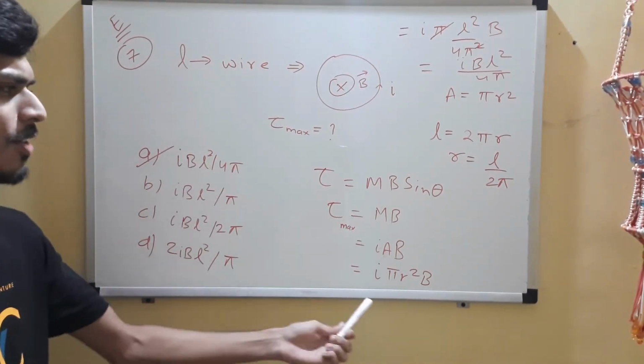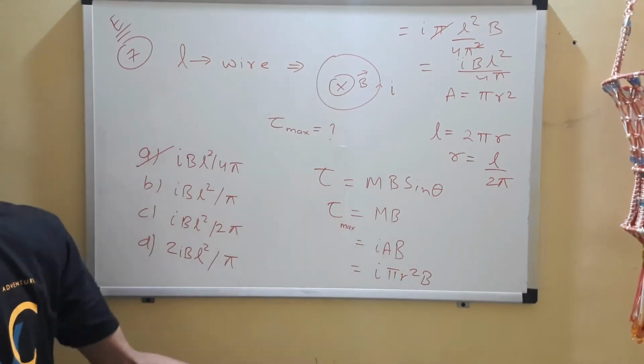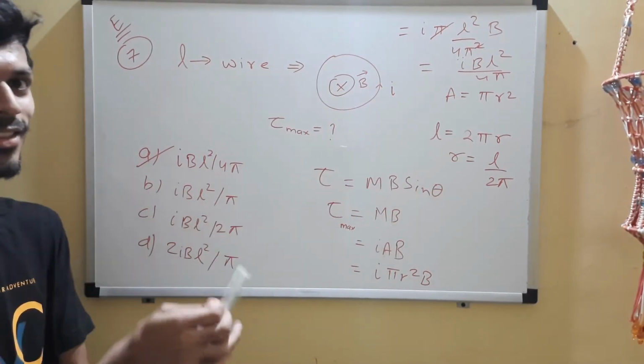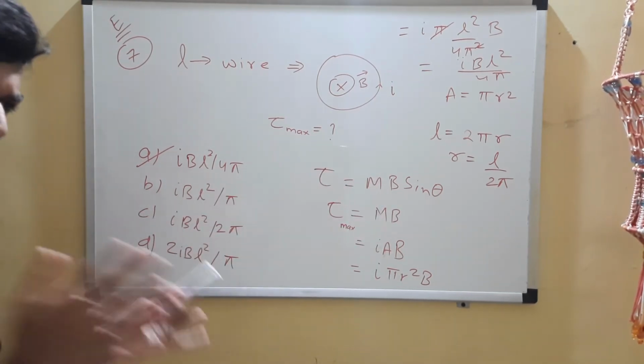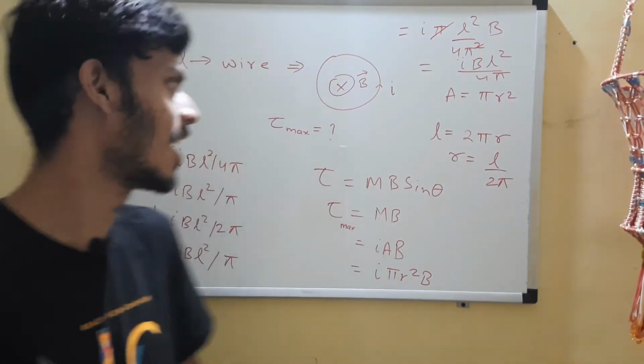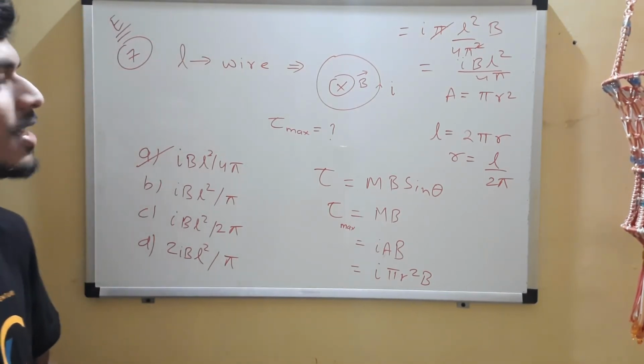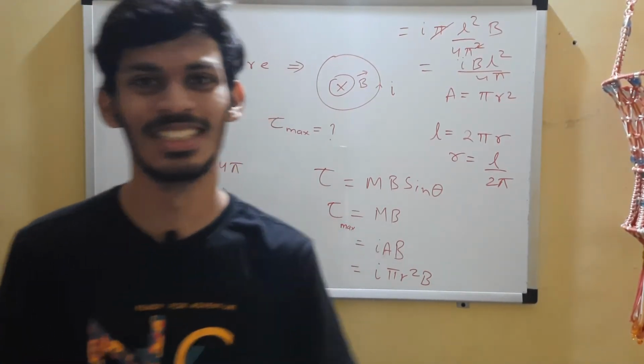So we just use the formula for torque, with a little bit of logic over here. Circumference equals the length which we began with. So the answer that we get is I B L square by 4 pi. Option A is the correct choice. Let's move to the next question now.